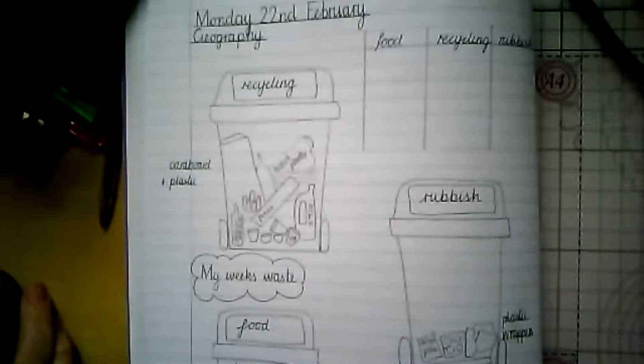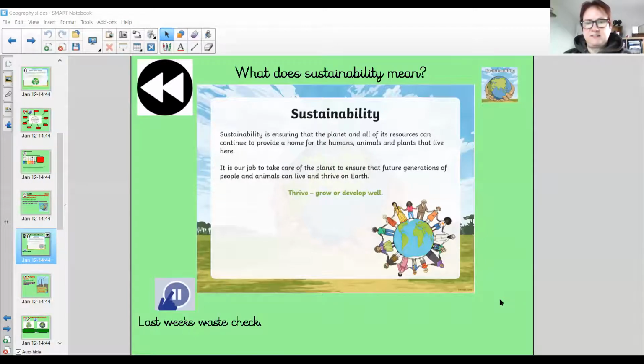So let's go back to my screen and let's go back to that sharing. So we've done our waste check of what we had last week, and you might have noticed maybe more recycling, more plastic. It depends what sort of week you've had.